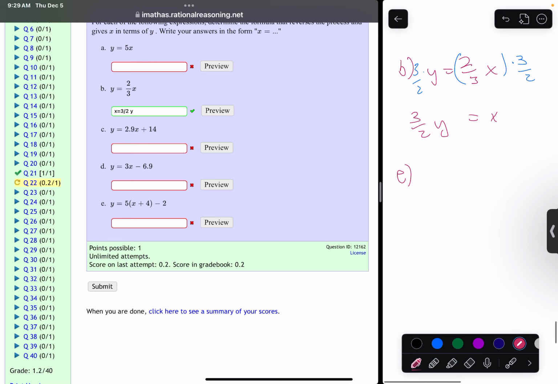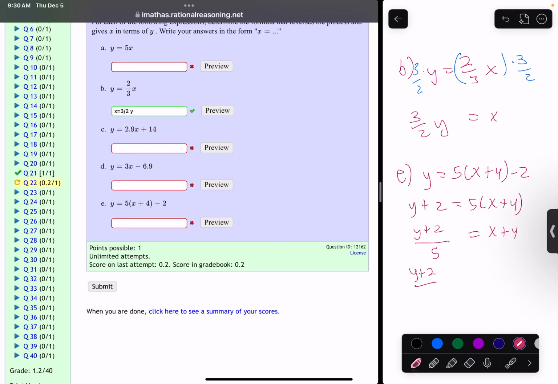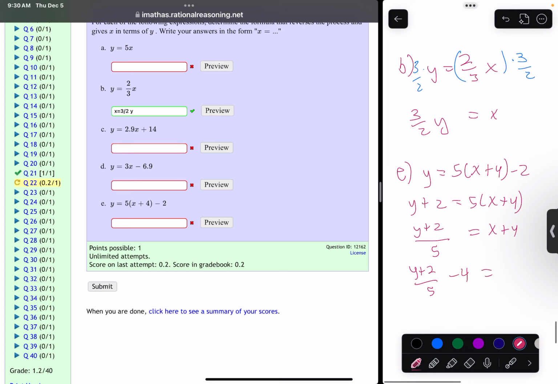Now there's a variety of ways you can do it. If you want to distribute the 5, go ahead. That's perfectly acceptable. But what I'm going to do is kind of just reverse things. I'm going to add 2 to both sides. I'm going to divide everything through by 5. So then I don't even have to distribute. And then that's x plus 4. And then I just have to subtract 4 from both sides. So y plus 2 over 5 minus 4 is equal to x.